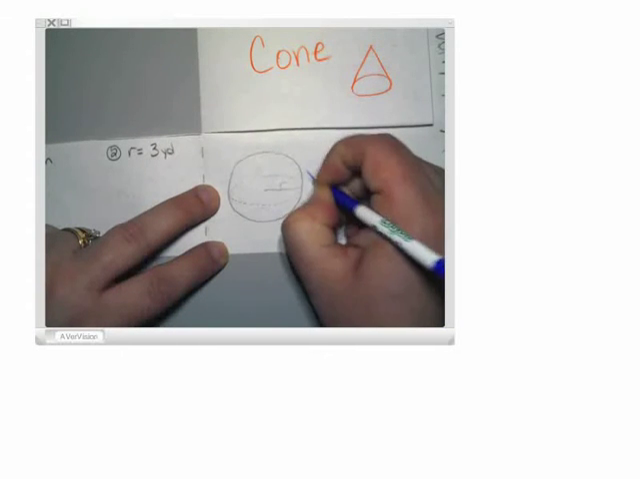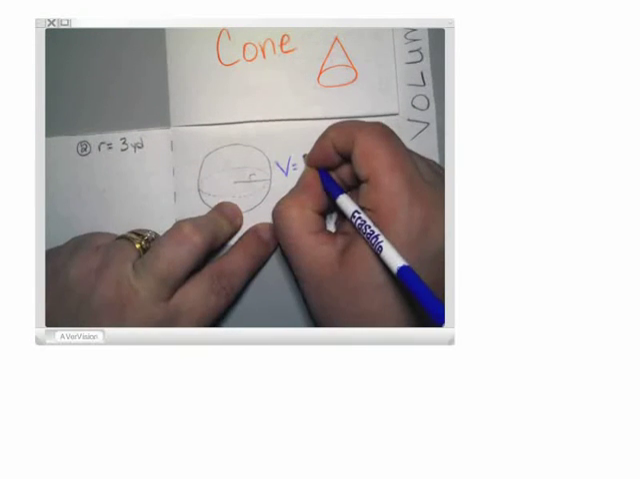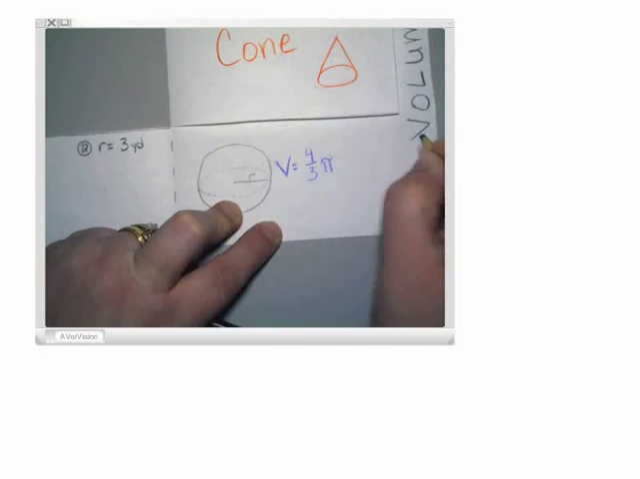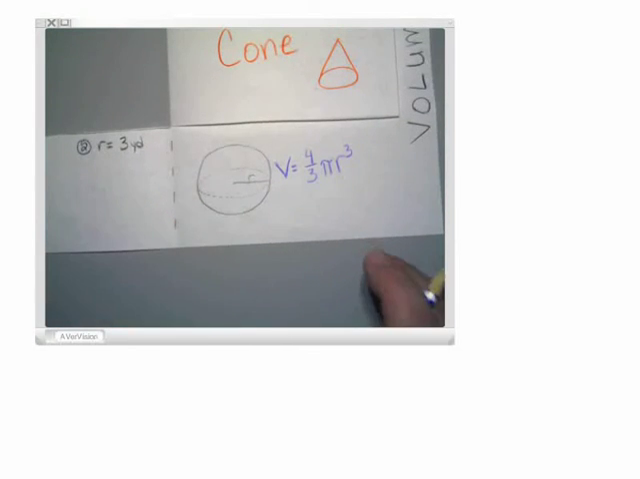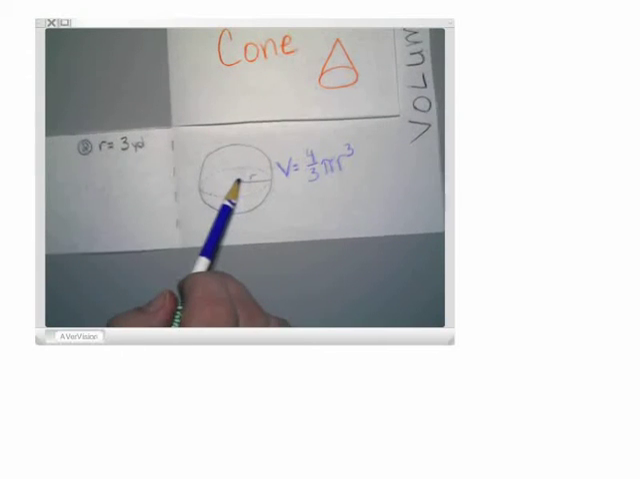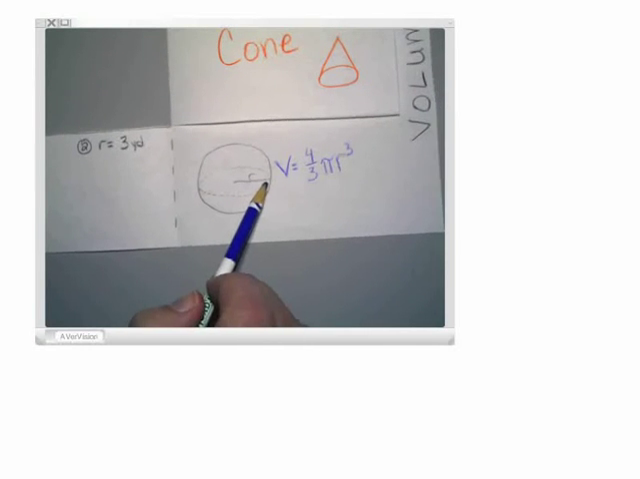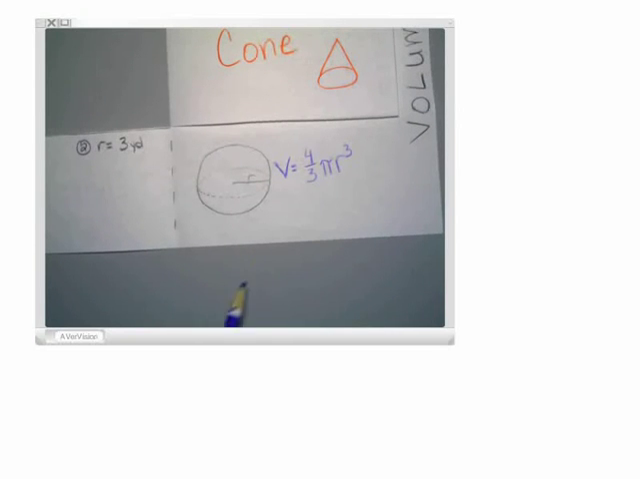and the formula is 4/3 times pi times r cubed. So if you remember, in the cone and the cylinder, it was r squared times height. In the sphere, the only dimension we have is our radius. So r squared times height is going to give us r cubed.